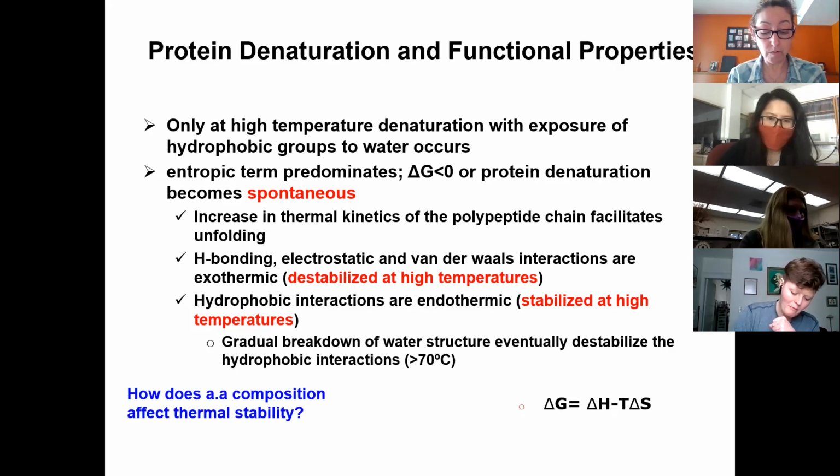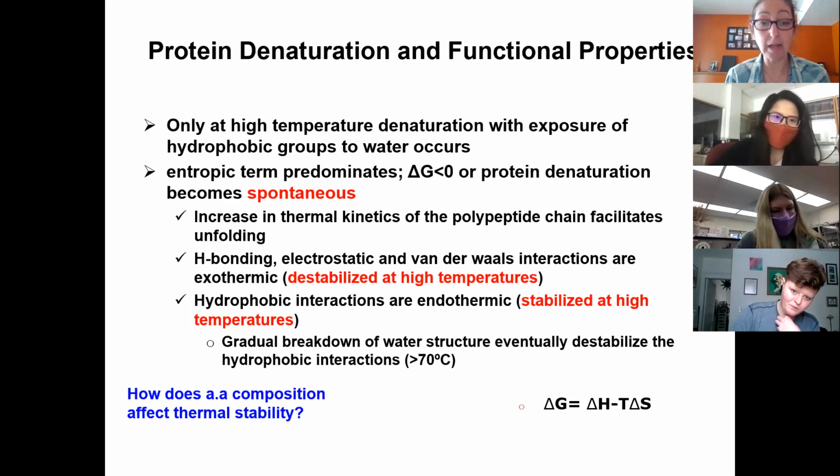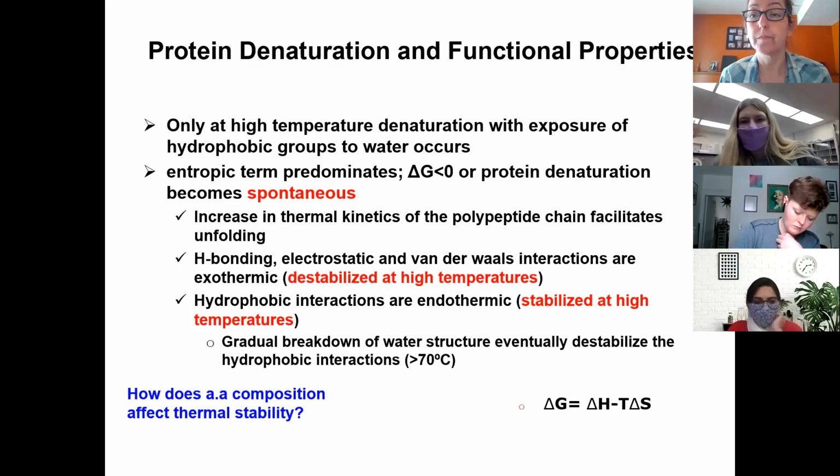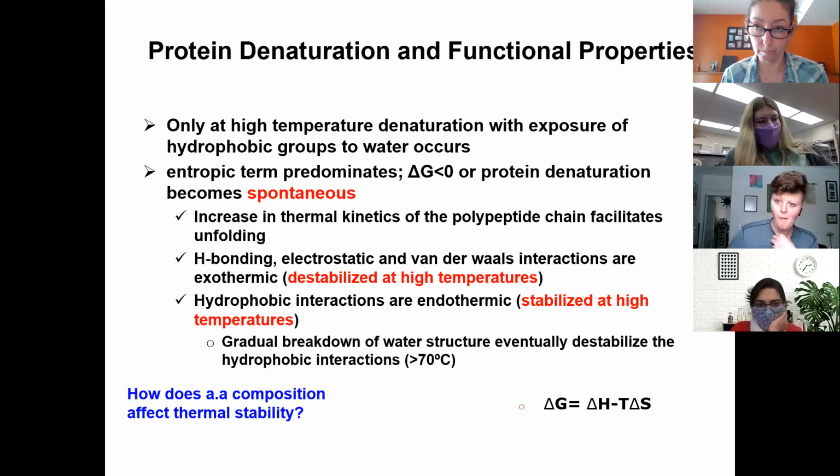So how does amino acid composition affect thermal stability? That's the last question, and then I'll give you 5 minutes break. How do you think amino acid composition affects thermal stability? Anybody? Is it that with different amino acid sequences, you would have different types of bonding, and with different types of bonding, that affects how your protein gets denatured?